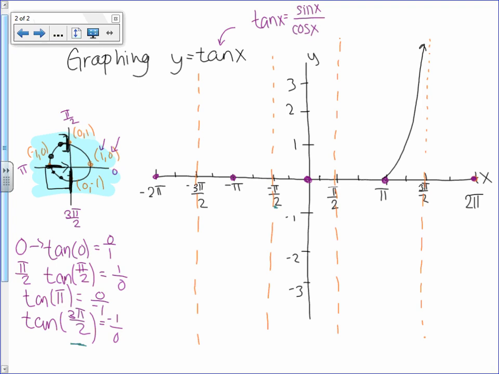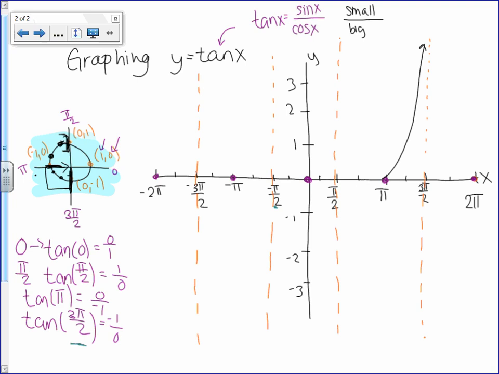So now when I look at y divided by x, my y's are getting small. My y's are getting super small as I move between pi over 2 and pi, because my y's are shrinking down to 0, because my y coordinate over here is 0. But my x's are getting bigger, because my x up here at pi over 2 is 0, but then my distance is growing to 1.